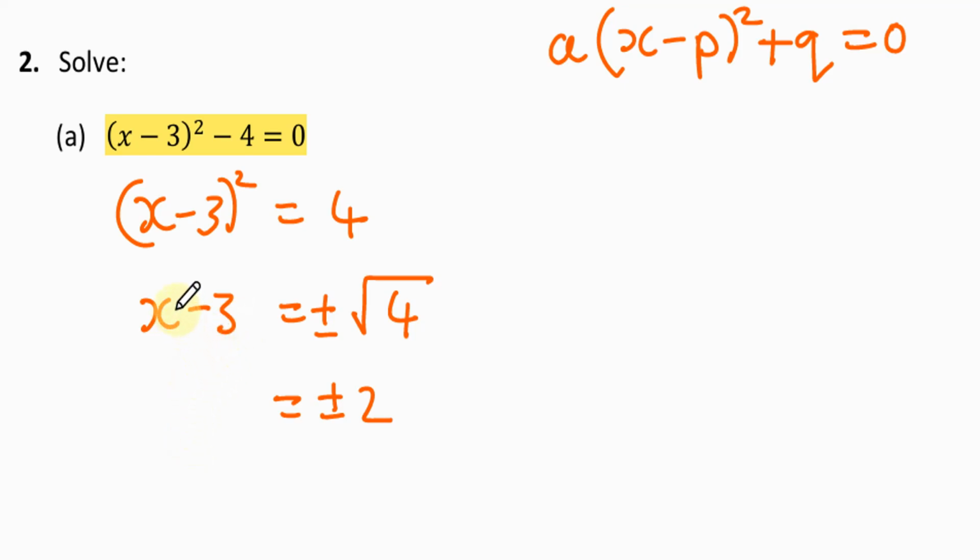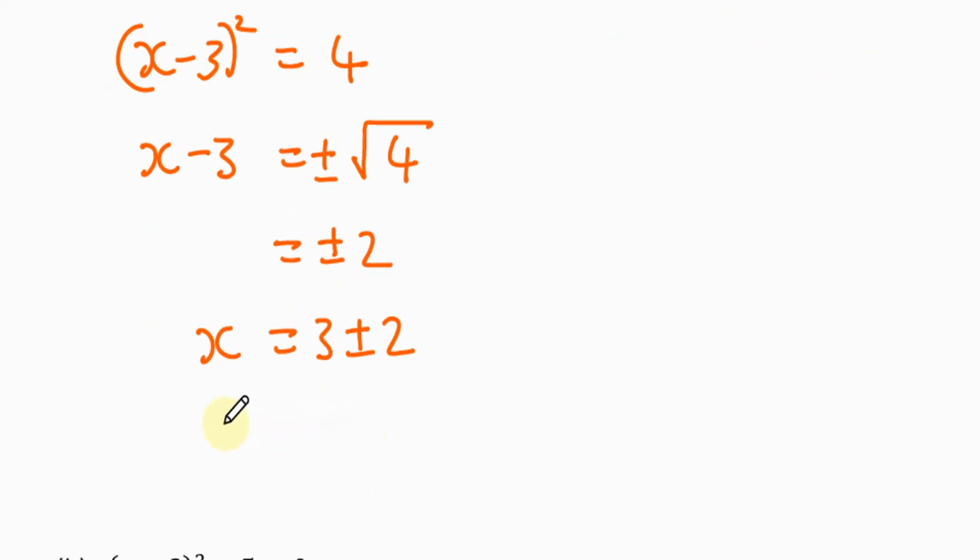Now we can isolate x on the left-hand side, so we move the -3 to the right-hand side. It becomes +3. And now we can write down our answers. x will equal 3 plus 2, which is 5. Or x equals 3 minus 2, which is 1.